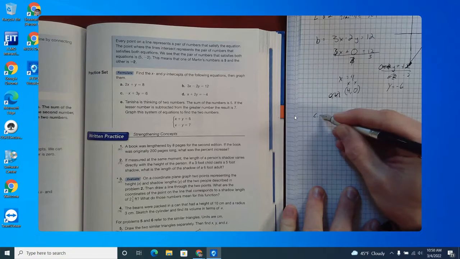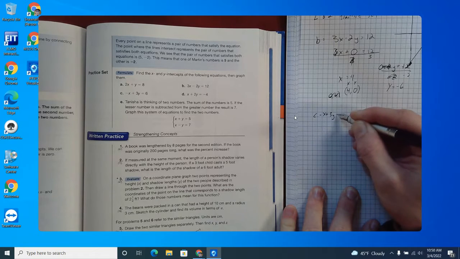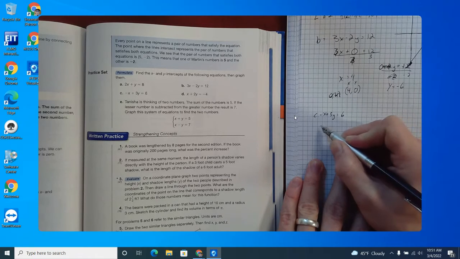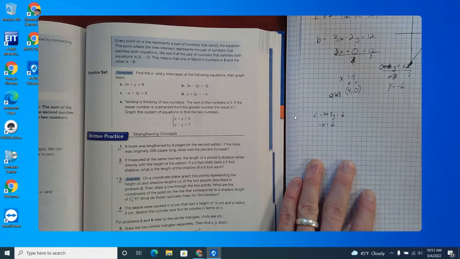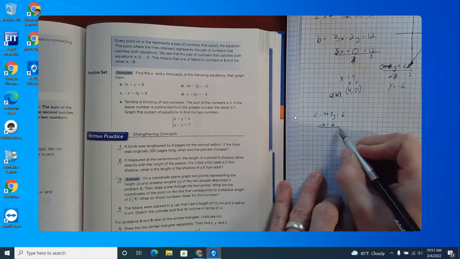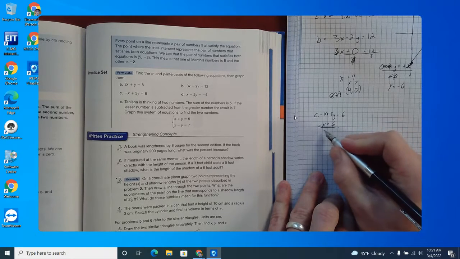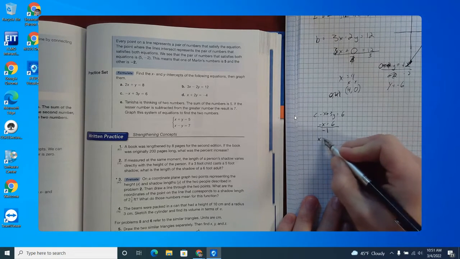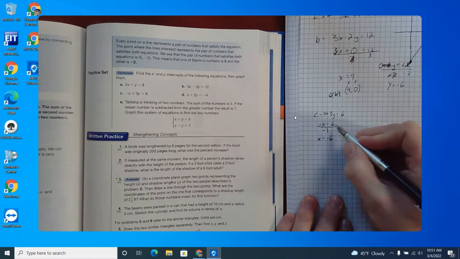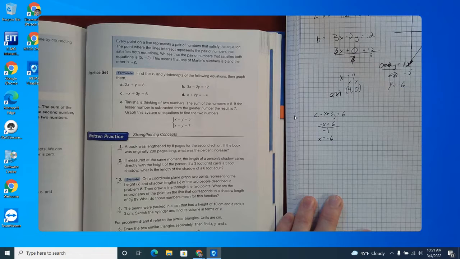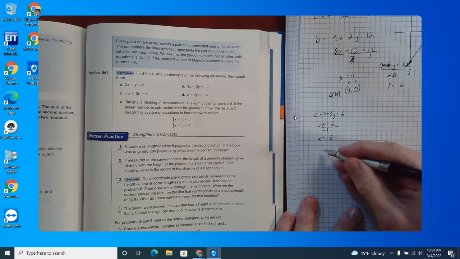For C, negative x plus 3y equals 6. Okay. If y is 0, I just have negative x equals 6. So I am actually going to divide both sides, or you can multiply both sides, by negative 1. That's just going to flip the sign. So x equals negative 6. I think I said that wrong, but hopefully you get it. So negative 6, 0 is my first point.